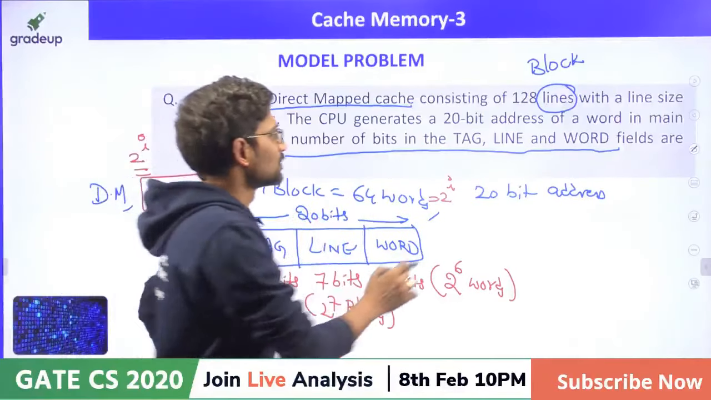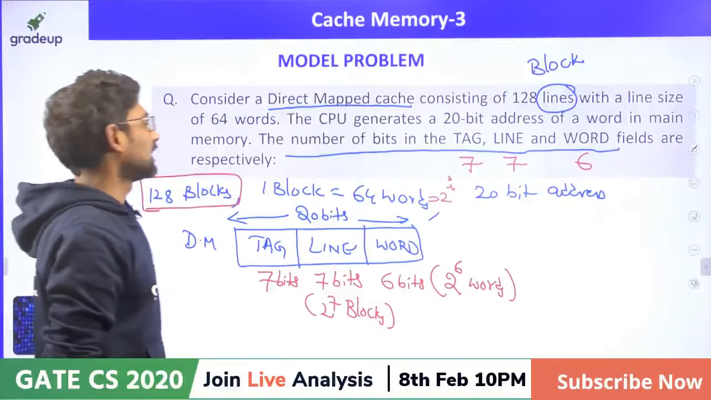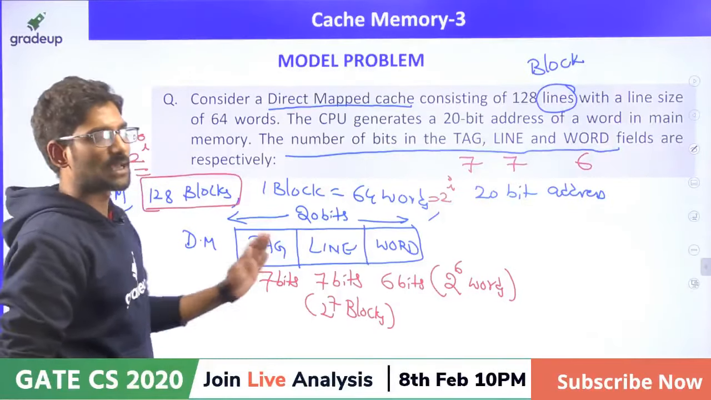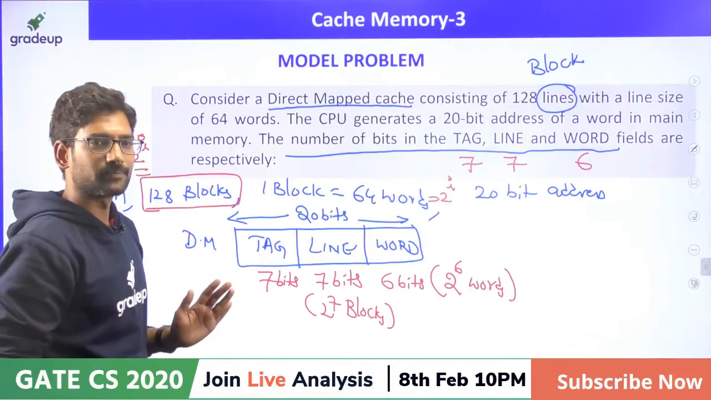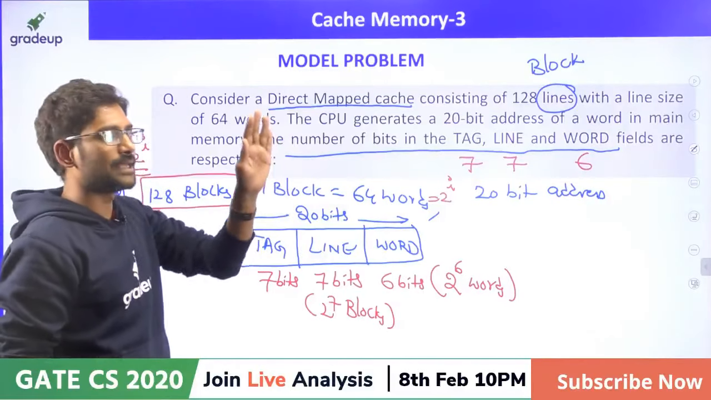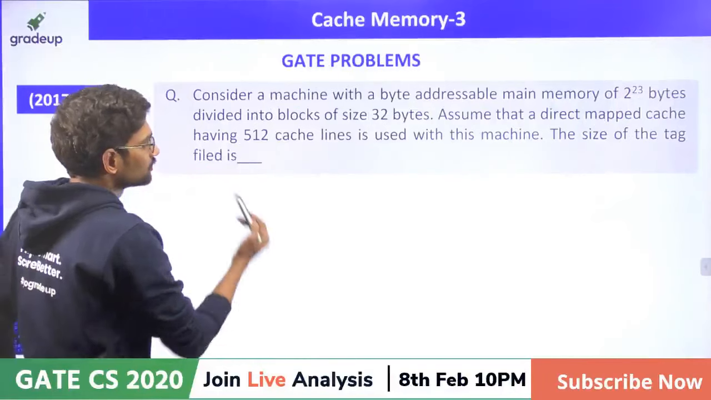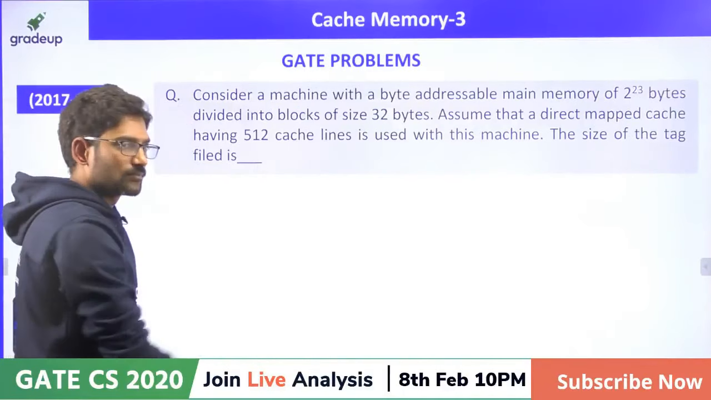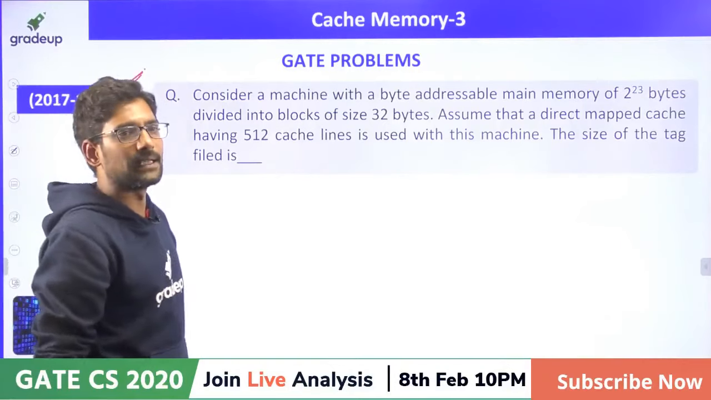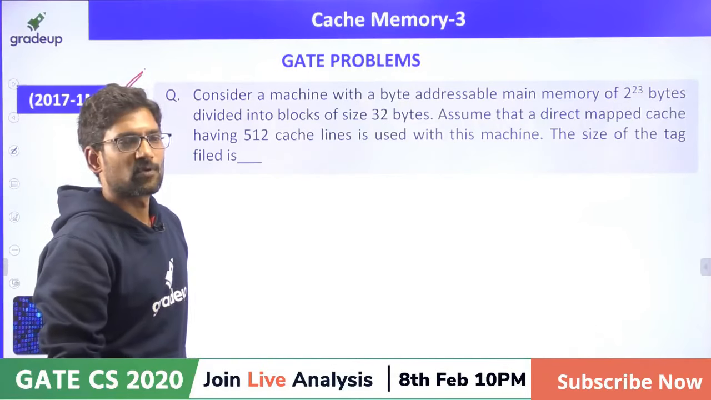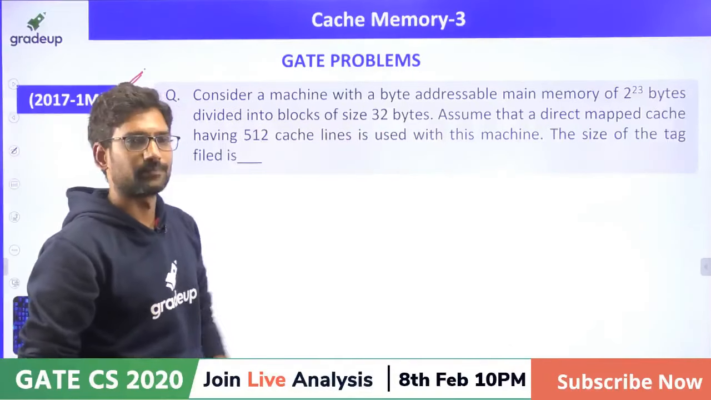7, 7, 6. So tag, line, word will have how many bits? Understood? Now let's see the actual GATE question. This is the GATE question which came in 2017 GATE for 1 mark. This is an actual GATE question.